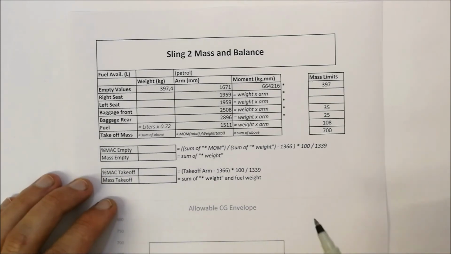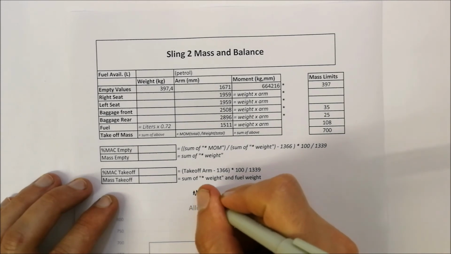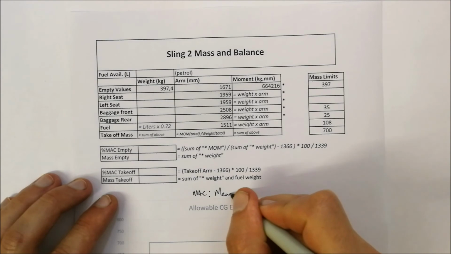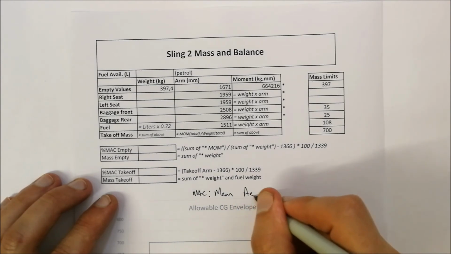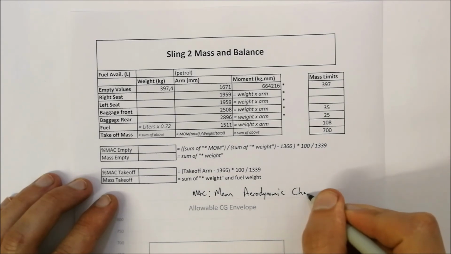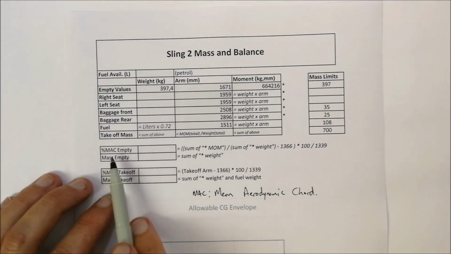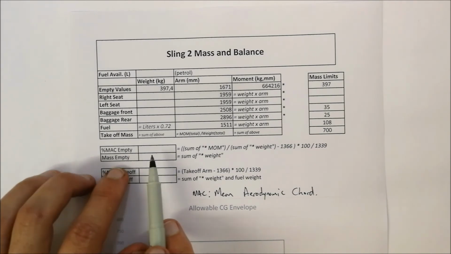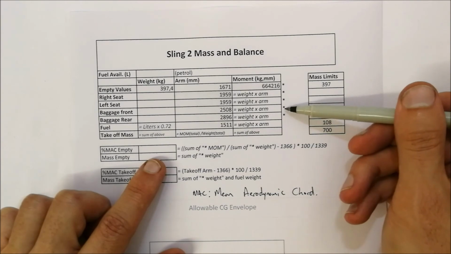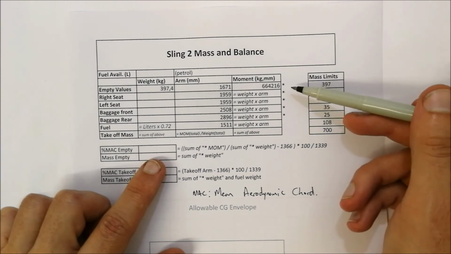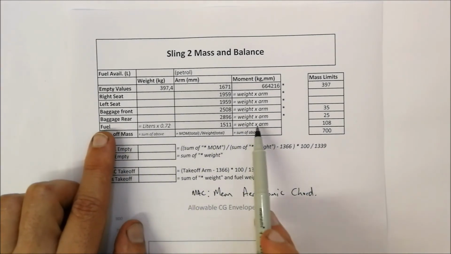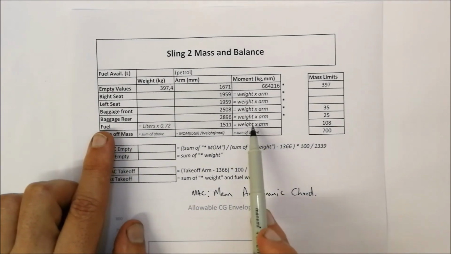So percentage MAC stands for mean aerodynamic chord. Okay, so the percentage MAC when it's empty is calculated. So essentially this is taking the sum of the moments, but all of those with the stars next to it. So if your fuel tank is going to be empty, obviously you're not going to have any fuel over there, so this value over here will be 0.